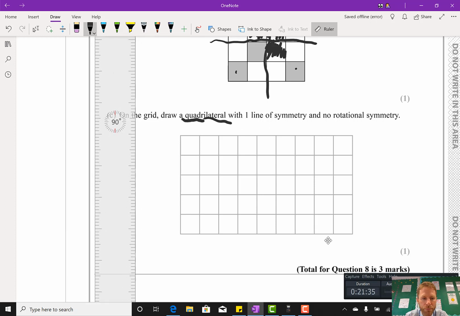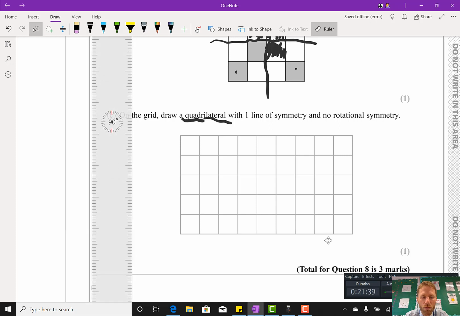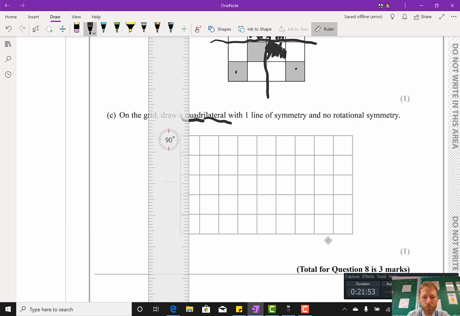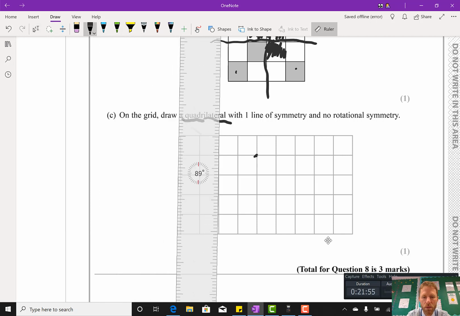So think of my 4-sided shapes. Can't be a square or a rectangle, as they both have more than 1 line of symmetry. So we are going to be looking at a rhombus, parallelogram, kite and isosceles trapezium, and I'm going to choose a kite.